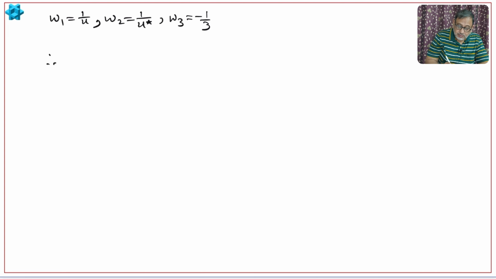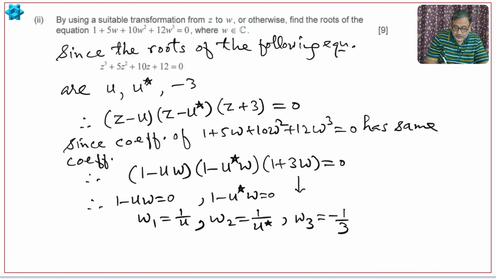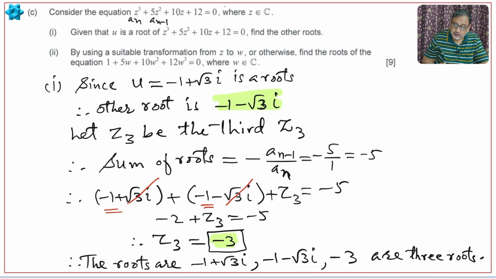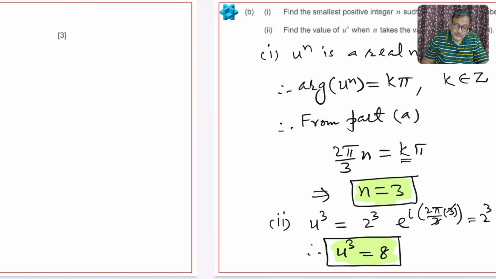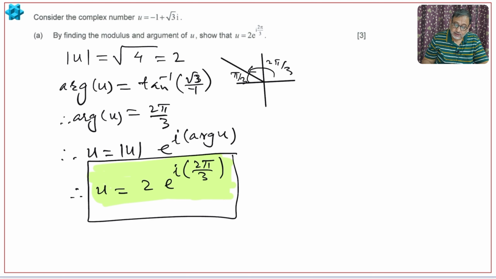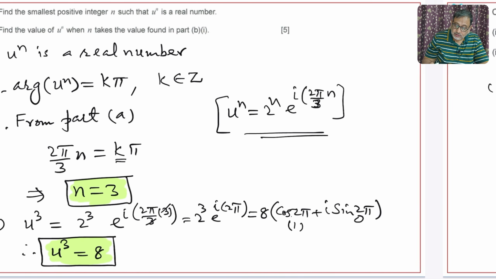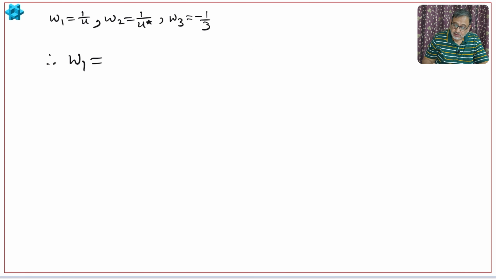So therefore now look here, w1 will be what? 1 upon u. U was what? Look here, u we already wrote in Euler form, okay. Where is that a part? Look here, u is already there in the Euler form, right? So I'll copy this and then 1 upon u I will write.